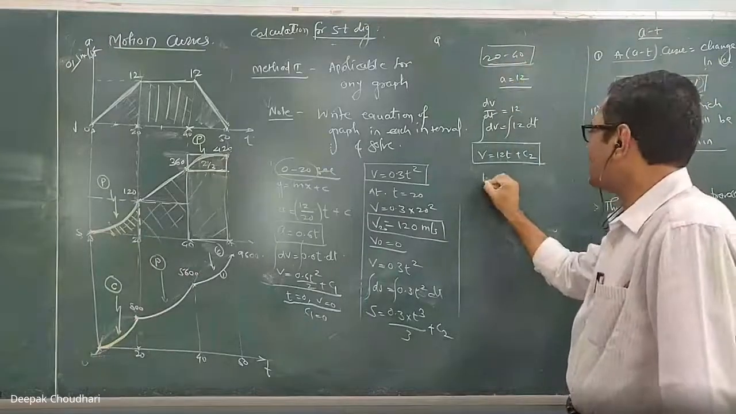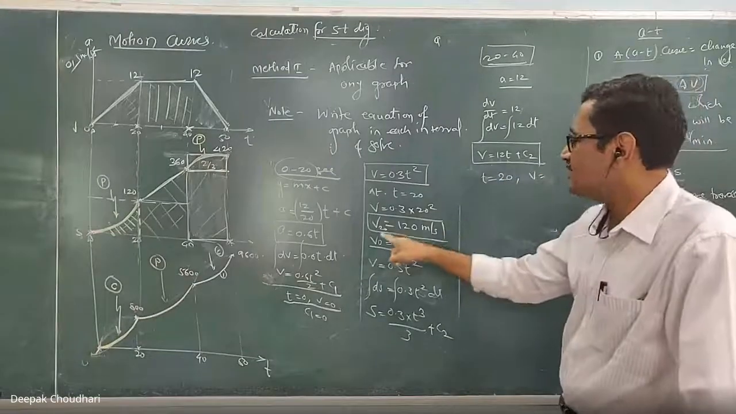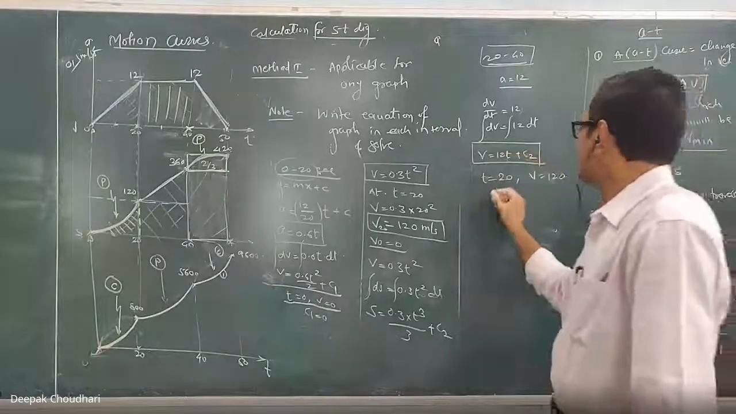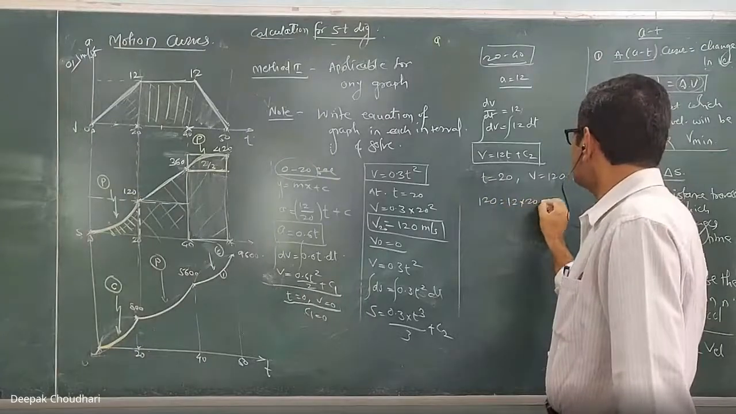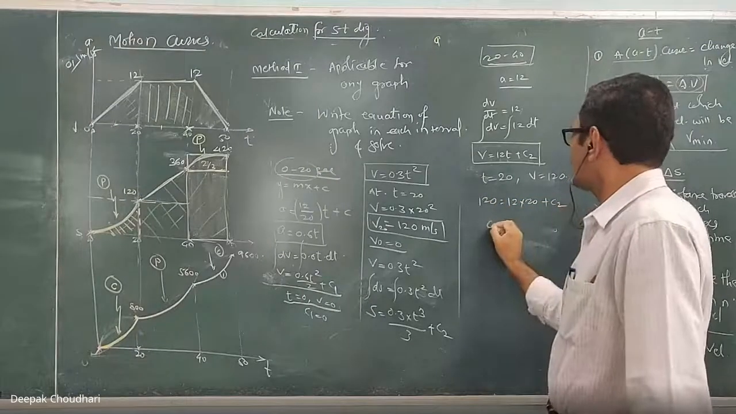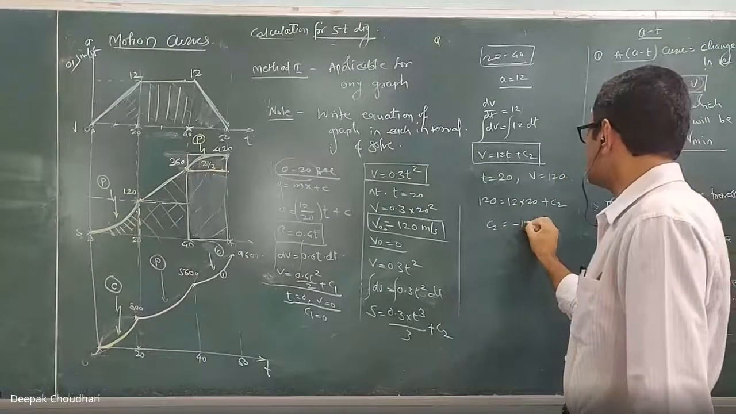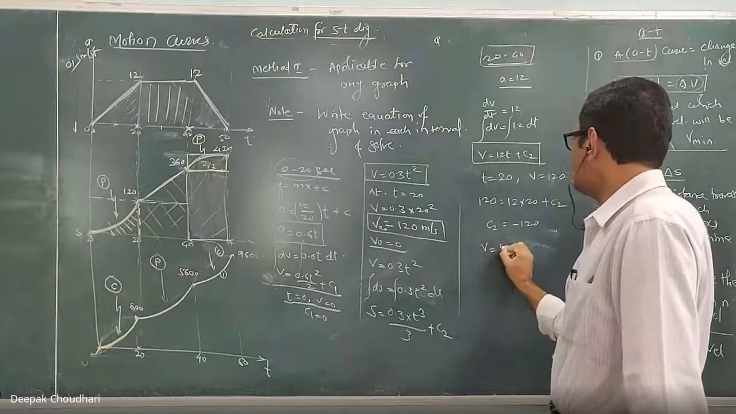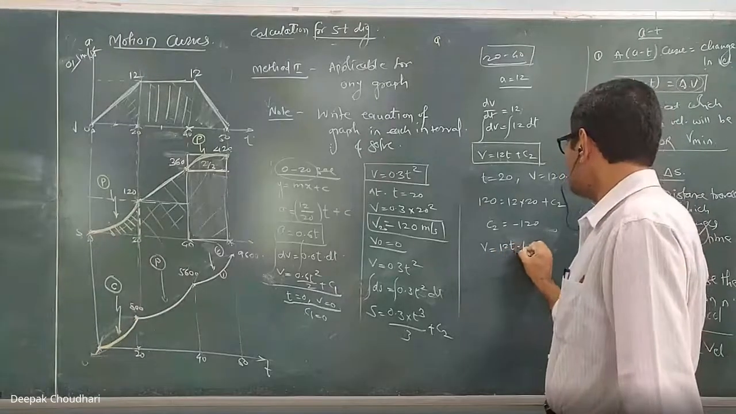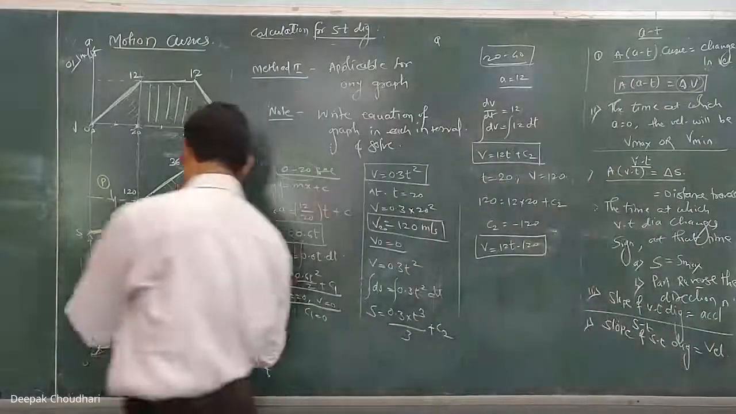And that I know. What do you know? At t equal to 20, the velocity is how much? You have calculated 120. Substitute here: 120 equal to 12 into 20 plus C2. So how much is C2? 120 minus 240, that is C2 equal to minus 120, isn't it? So the equation becomes V equal to 12t minus 120. This is the equation of the VT curve from 20 to 40.